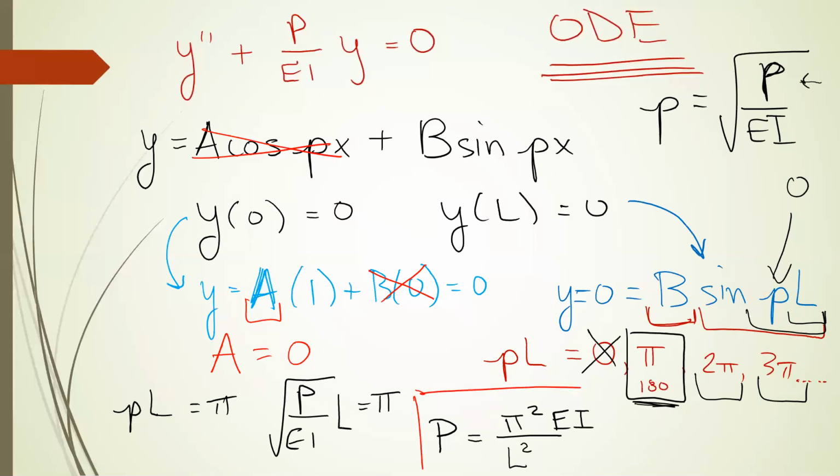Does everyone see that? That the first time it's going to deflect is when little pL equals pi. Little p is square root of big P over EI. So you set that equal to pi, you solve for the load. This is your critical buckling load. That's when your member will deflect.